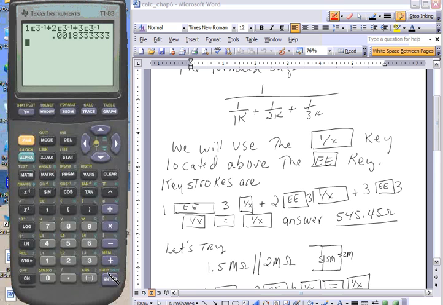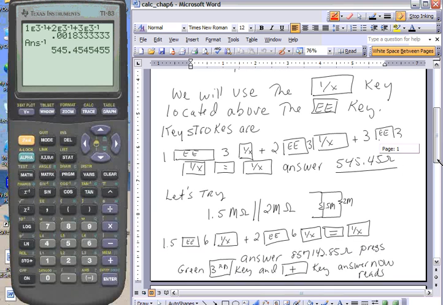equals. So after you add all the 1 over x's, you get 0.0018333333. Now I need to do 1 over x one more time. So I go 1 over x again, and my answer is 545.45 ohms. So let's try another one.